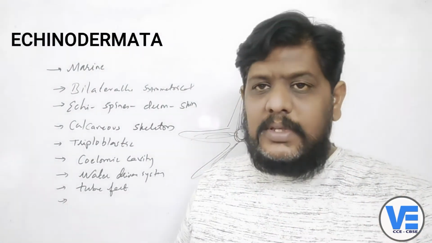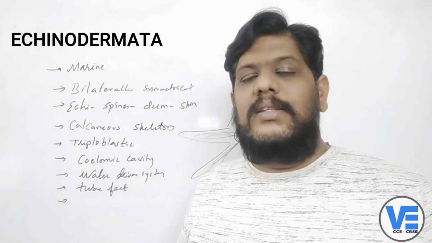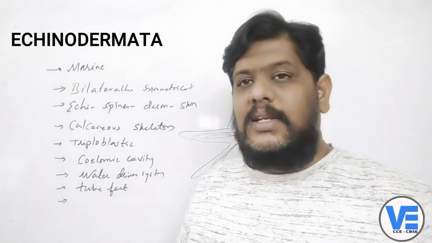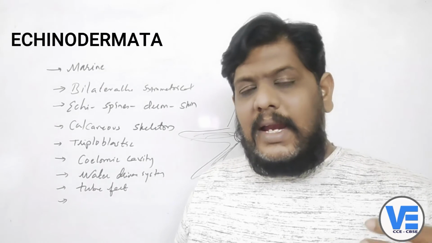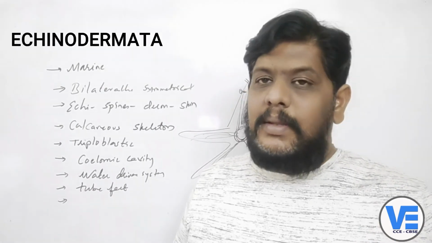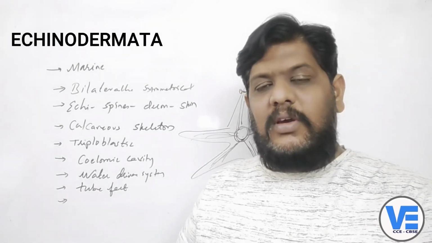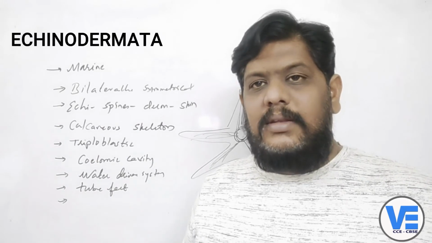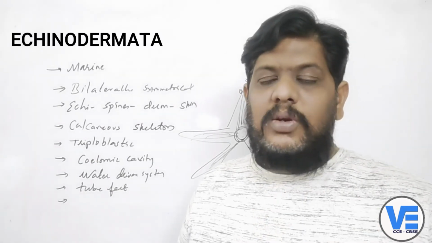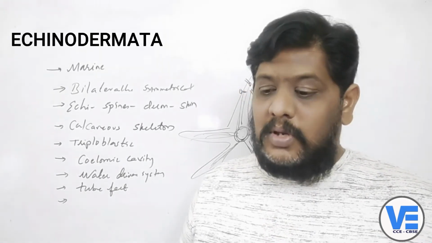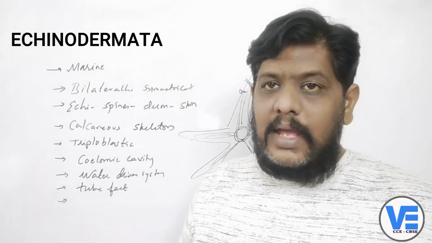And when you come to this organism, the head is not distinct. You cannot see the head properly. And the second thing is that even the brain is absent. That's why we call it the brainless animal. Basically, these echinoderms are called brainless animals because the brain is usually absent here.